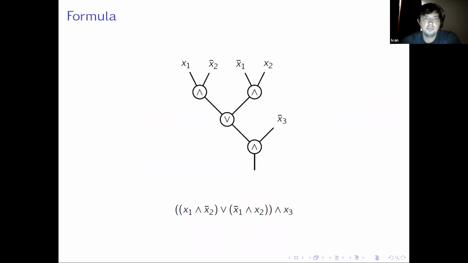So first of all, we have Boolean formulas. We have variables at the top. We have OR and AND gates, and they form this kind of tree that is used to compute a formula.